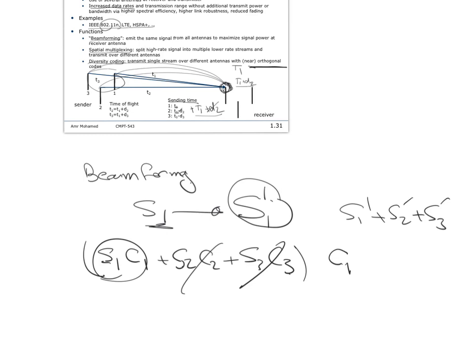Clear? Because we have to split the digital stream into multiple substreams and transfer each substream on a separate antenna. So the objective here is to increase the data rates. Okay? Any question?